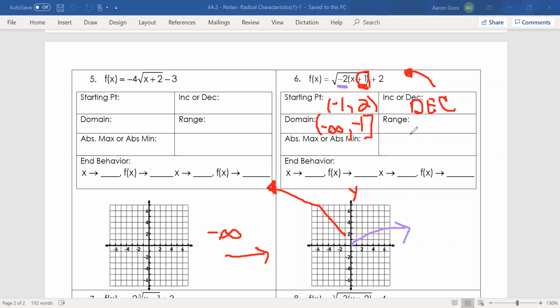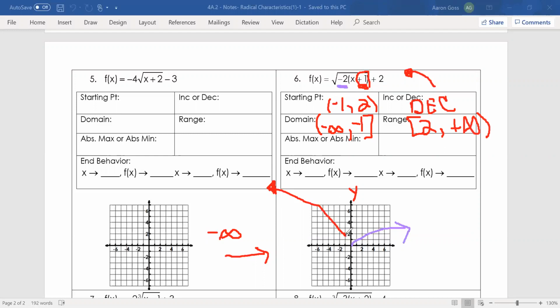My range is my y values, and I read from bottom to top. So what's the bottom here? What's my y value at the bottom? It's 2, right? I get that from my starting point. And the y value is going up, so it's going to positive infinity.